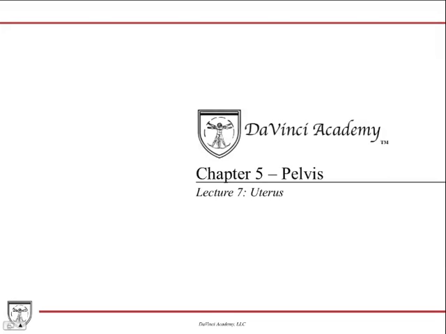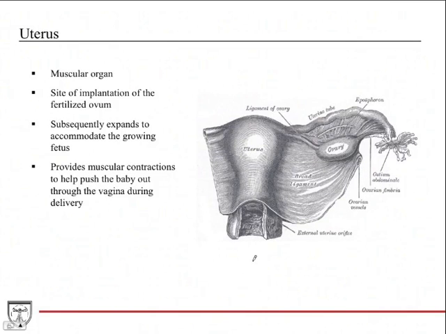All right, so this is the second lecture of the 3 lectures covering the female reproductive tract. And in this lecture, we're going to be covering the uterus. So first with the uterus, it's a muscular organ. Serves as the site of implantation of the fertilized ovum.